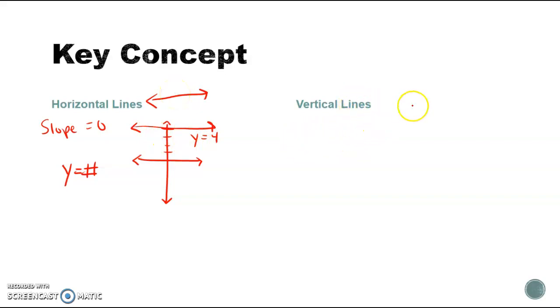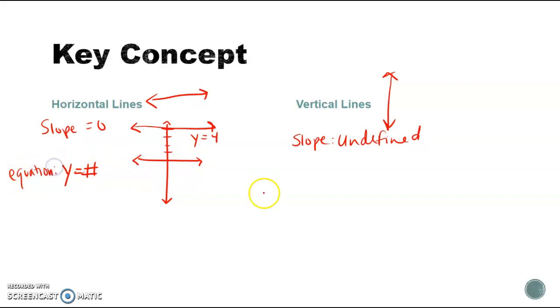Now, vertical lines, so our lines that go straight up and down, think about the fact that the line will pass through the x-axis, and that is the only x value that that line will have. So with vertical lines, the slope is undefined, because we can't divide by 0. But our equation is whatever our x is. So our equation will be x equals, and then whatever number it goes through the x-axis.